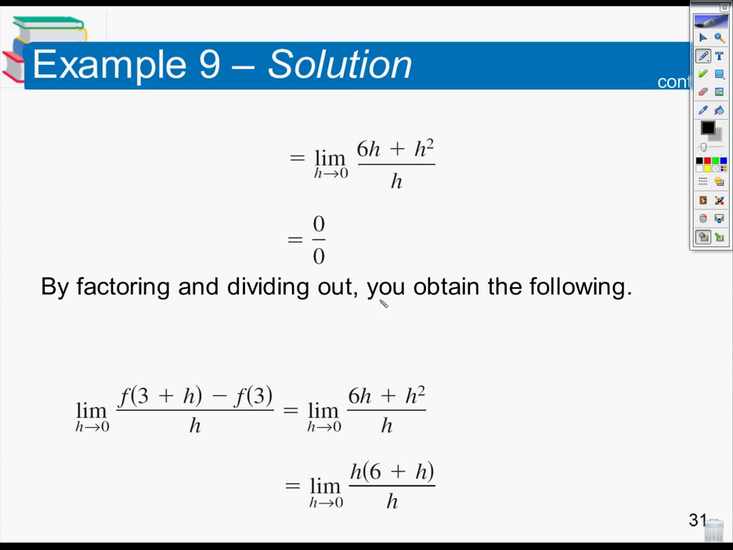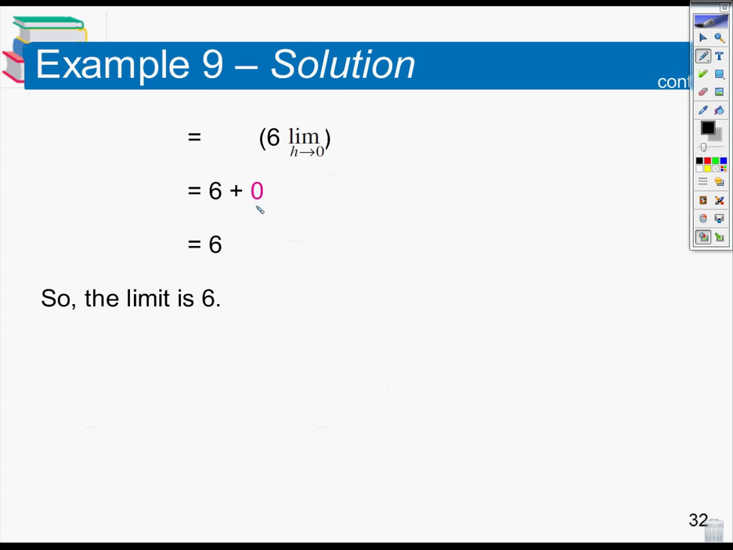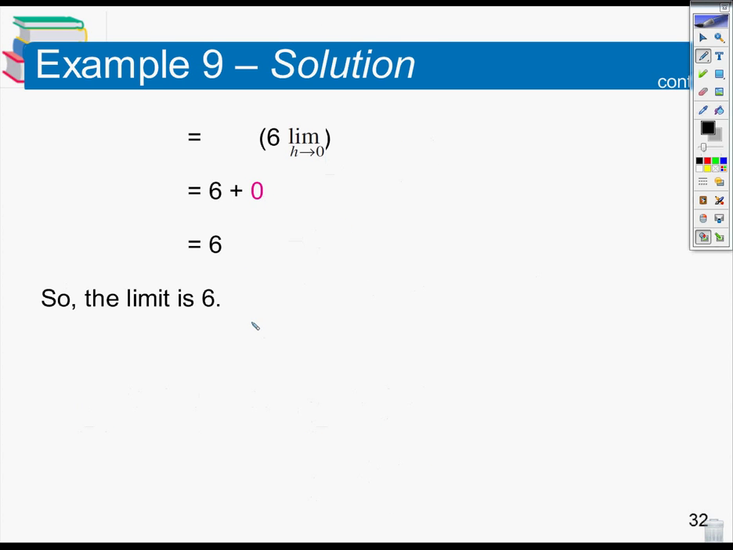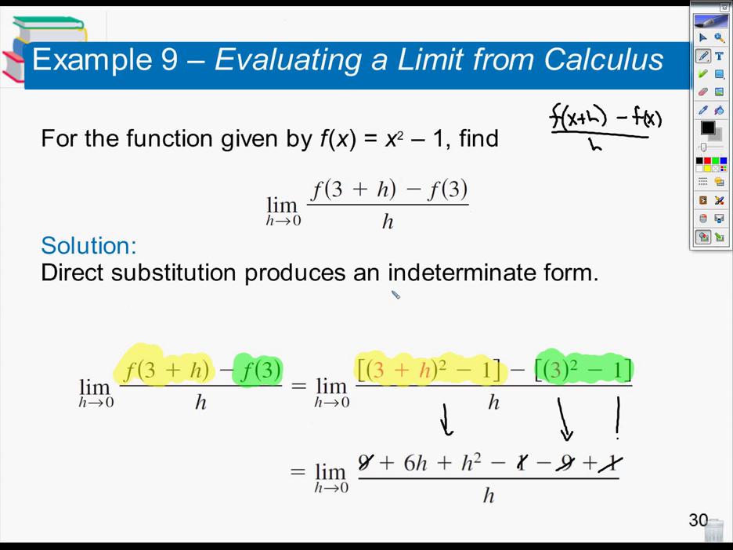But I've got tools now. I can factor and divide out. I'm going to factor the top. Factoring the top is super easy because it's just two terms, each with h in common. Factor out an h, and what do I get? h on the top and h on the bottom. This is getting super simple. All I'm left with is 6 plus h. Substitute in a 0 here: 6 plus 0 equals 6. The limit is 6.